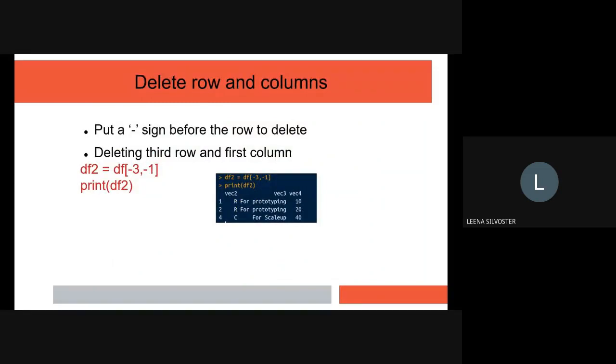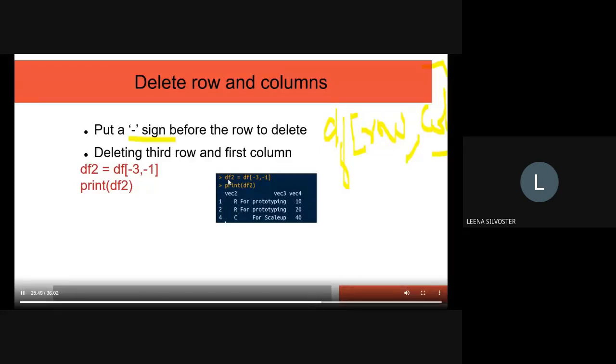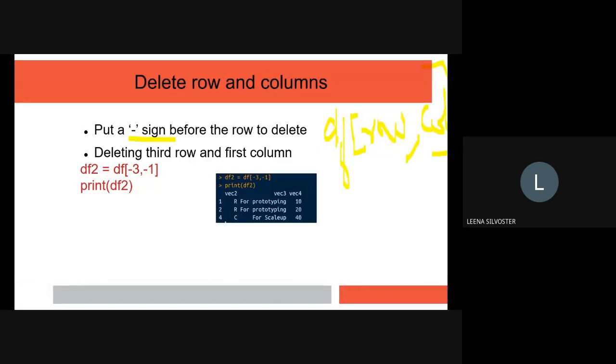Okay, how to delete rows and columns? You just put a negative sign before the row to delete. So for example, delete the third row and first column. The syntax is df followed by the first attribute, which is the row, then it is followed by the column. So here we want to delete the third row. Delete means you have to add a minus, and the row is 3. So minus 3, followed by a comma, then the first column. We need to delete the first column, so minus 1. So df2 equal to df[-3,-1], print df2.